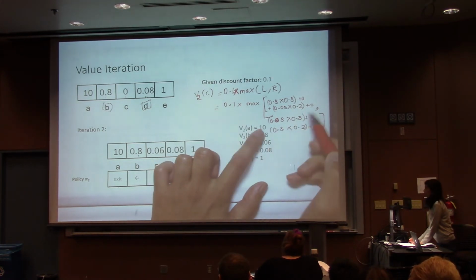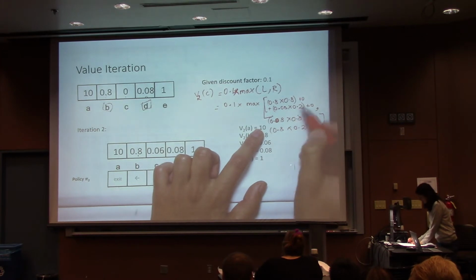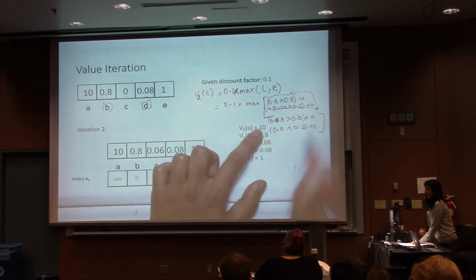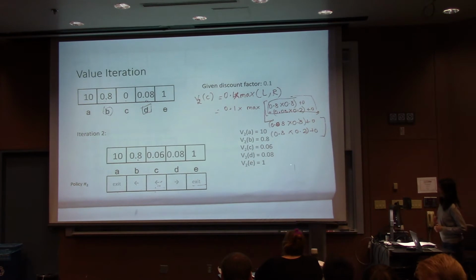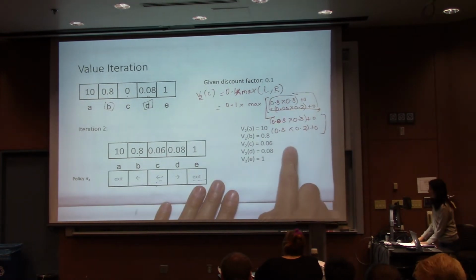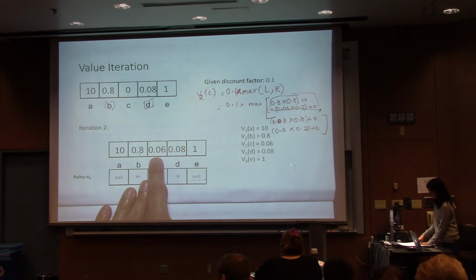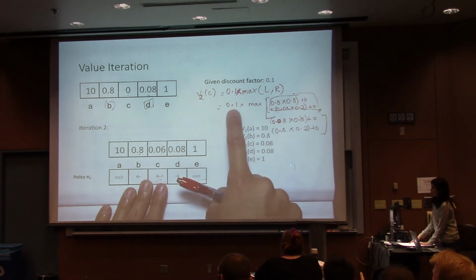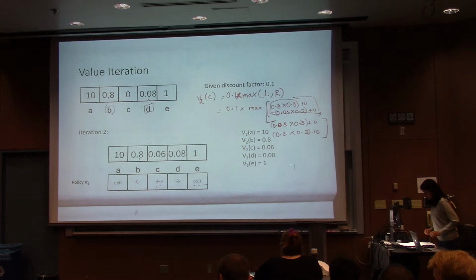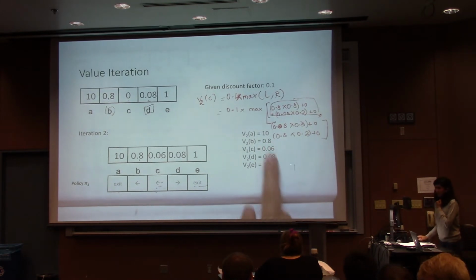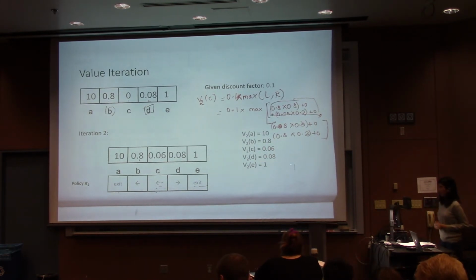So if you compute these values, you would see that this value is higher than this. So that corresponds to this number into 0.1. So you would find that it is 0.06. So that's how you compute it for C.